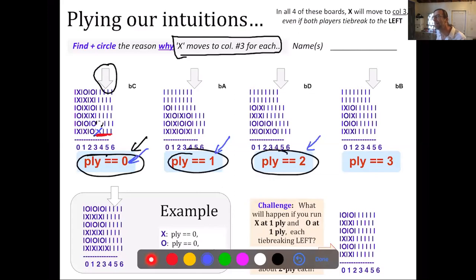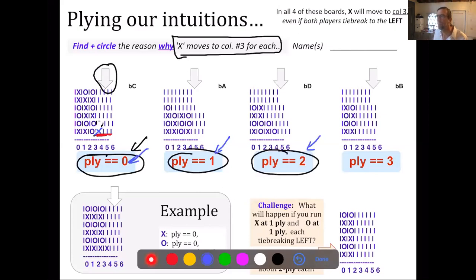I think ply zero, and I'm sorry, means you're looking zero moves ahead, which means every available column is equally good. You're not even looking to see if there's a win. You're just playing blindly. Ply zero means you're playing blindly. So in that first case, there are four open columns, columns three, four, five, and six. You're not even looking at the board in ply zero because you're not looking at any moves ahead at all. And so you just pick the leftmost of these equally good ones.